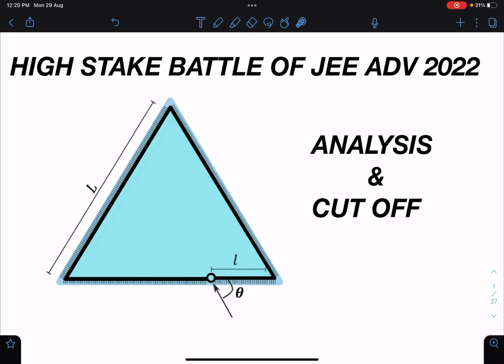Guys, this is Nitin here, and today I have come with the analysis of J Advanced 2022. Many students were asking what my opinion is on yesterday's paper. So I gave some time and realized that it was assumed that the paper was either moderate difficulty level or on the easier side, especially physics and chemistry.